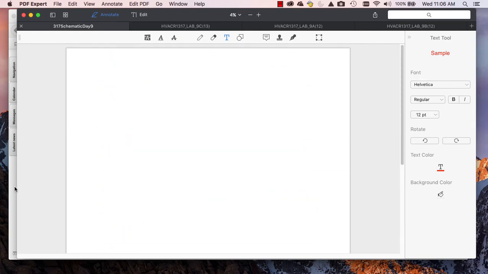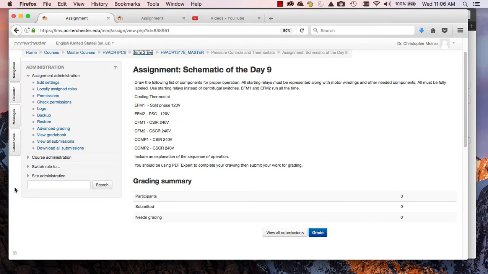Now, let's go ahead and take a look at the schematic of the day for number 9. So, what we're looking for is draw the following list of components for proper operation. All starting relays must be represented along with motor windings and other needed components. All must be fully labeled. Use start relays instead of centrifugal switches. EFM 1 and EFM 2 run all the time.